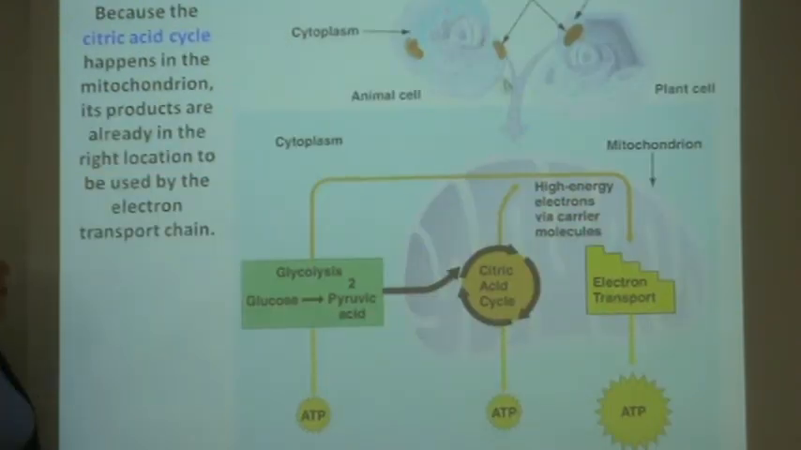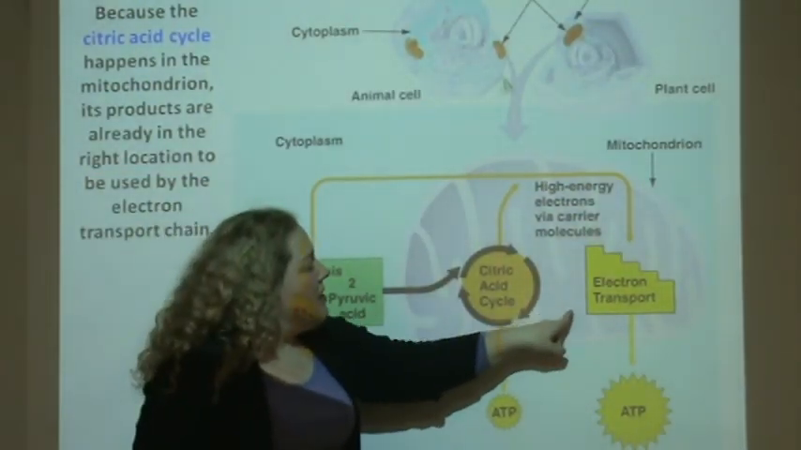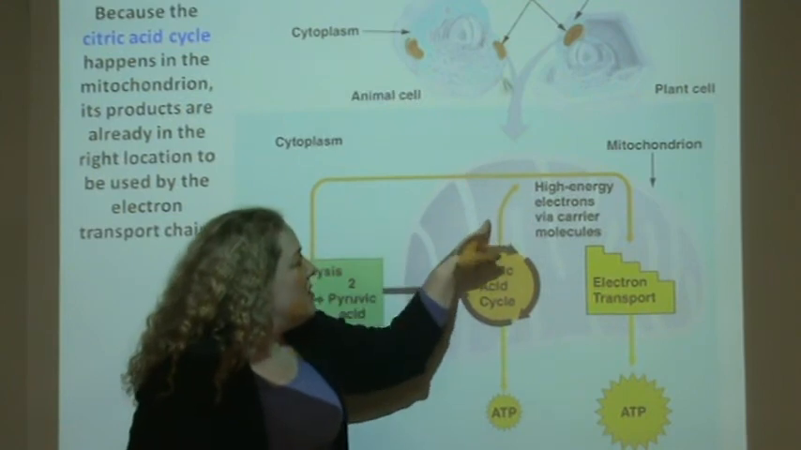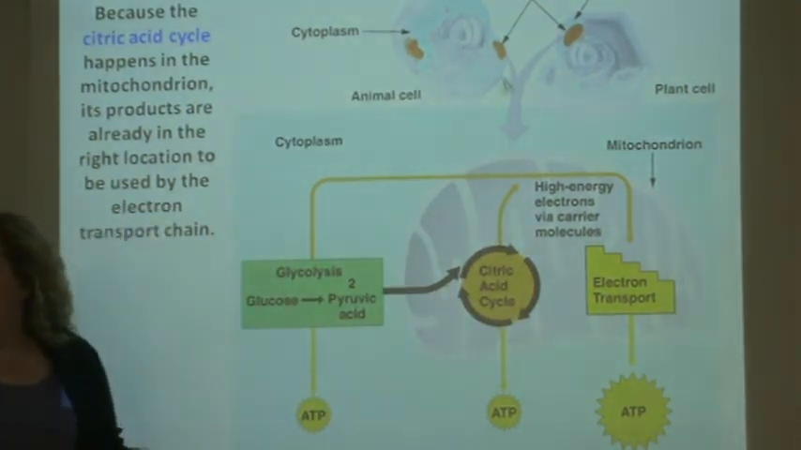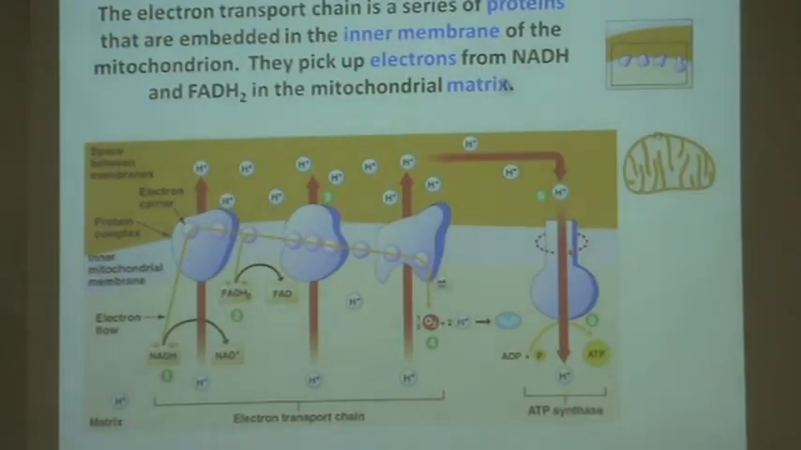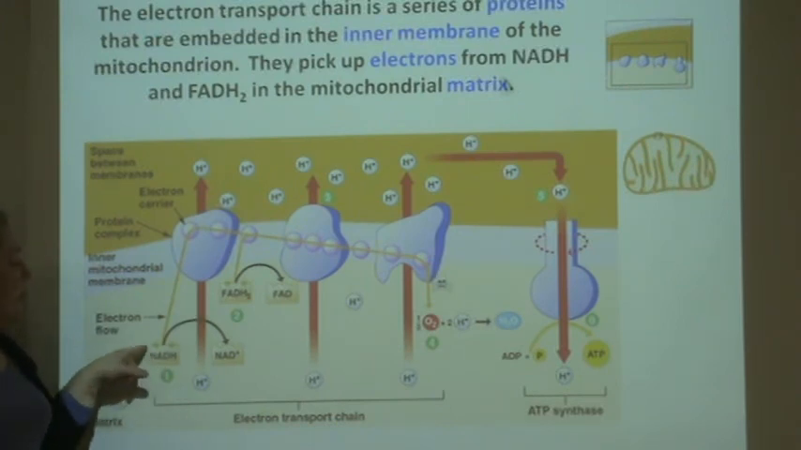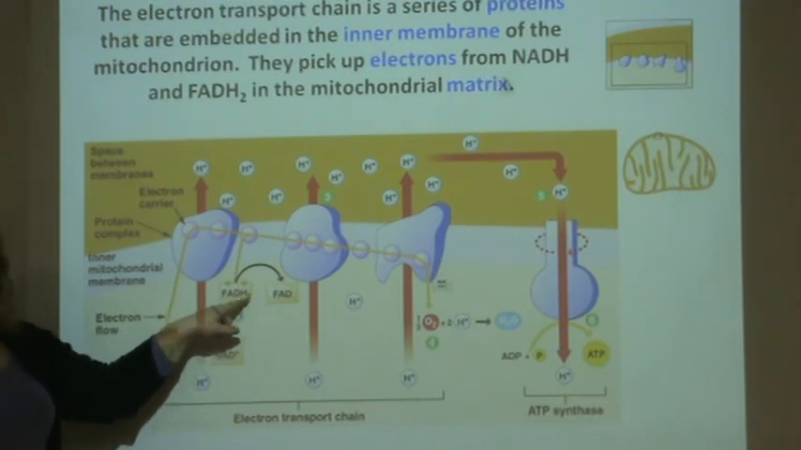So let me go back and show that. Like here would be the matrix, so on. That's where the citric acid cycle is happening. So all of those products of the citric acid cycle are here in the matrix. And remember that some of those major products were NADH and FADH2 that were carrying energized electrons.